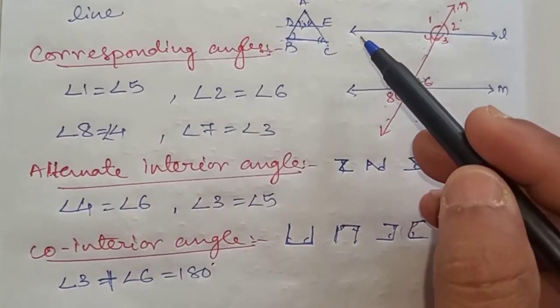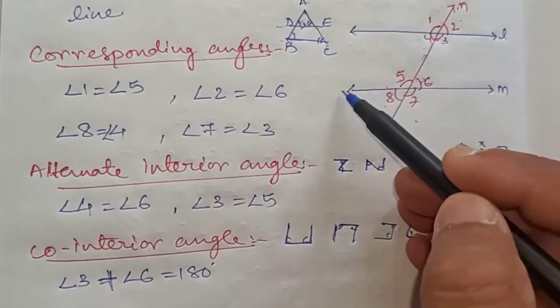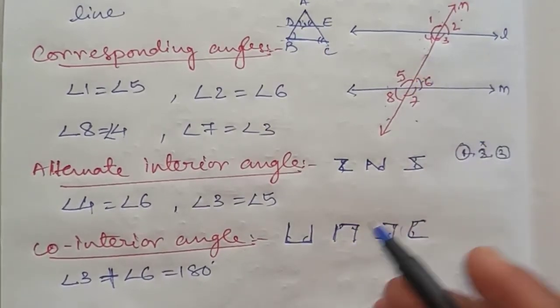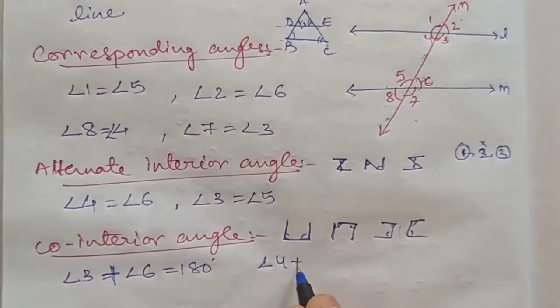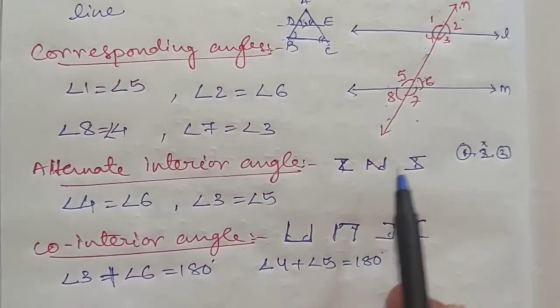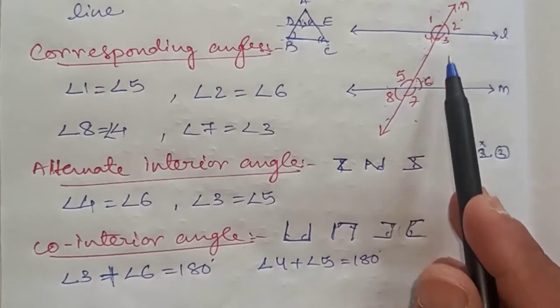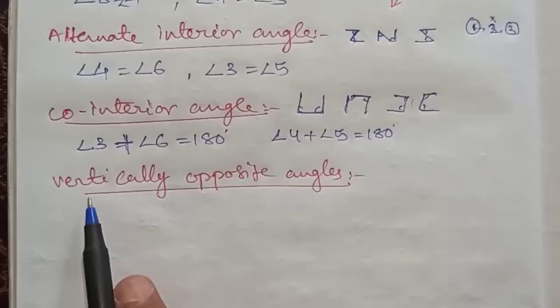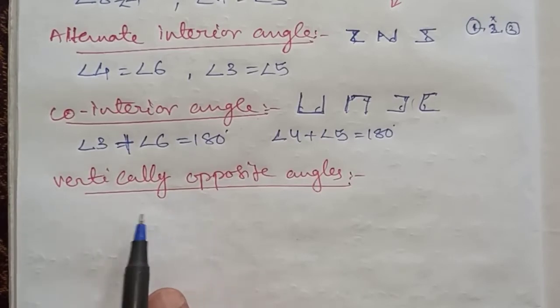One more pair of angles is there. See this shape, it looks like this. So from here angle 4 plus angle 5 is 180 degrees. Angle 4 plus angle 5 equals 180 degrees. So in co-interior angles, when we add two angles, it must be 180 degrees. Getting?